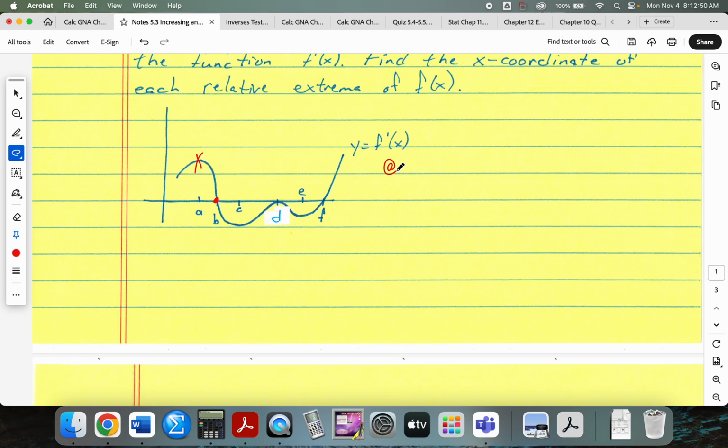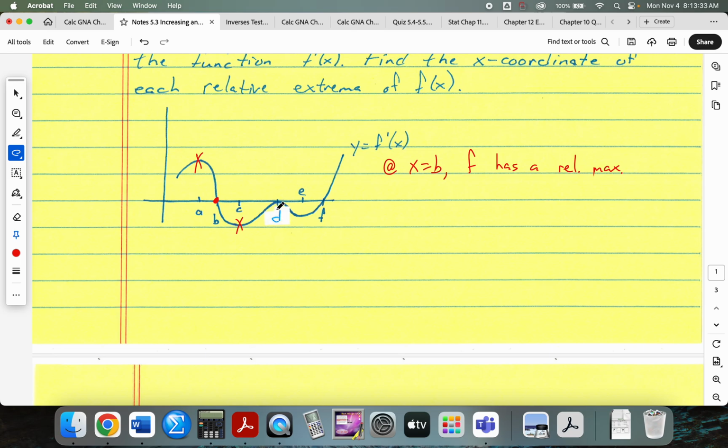So at x equals b, f has a, is it going to be a relative maximum or a relative minimum? Maximum? Yeah, it's going to be a maximum because the derivative changed from positive to negative. And we usually just abbreviate that rel max. What about at C? No, there's no sign change there. What about at D?